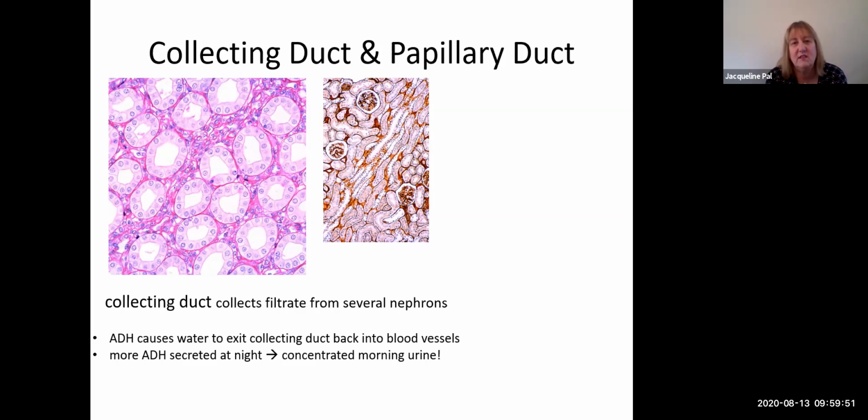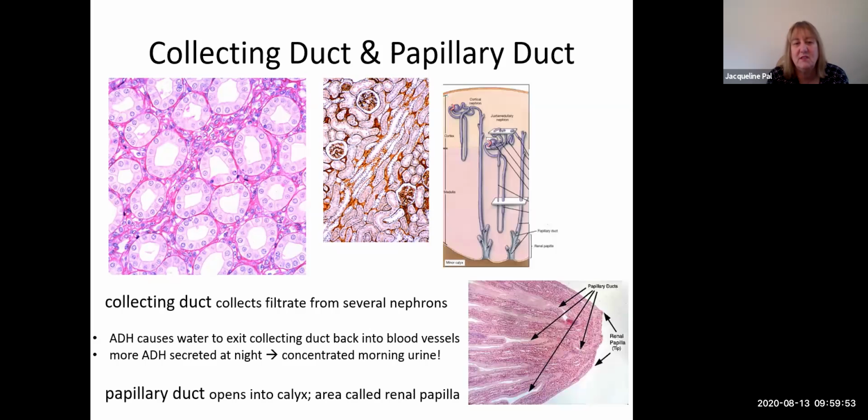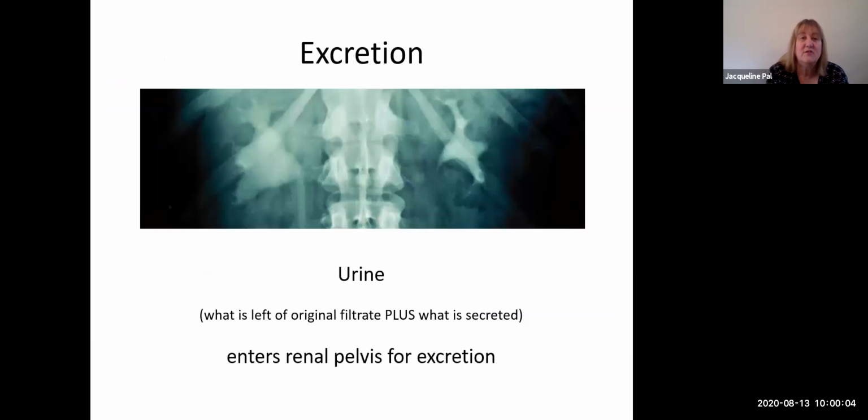All right, once we are done with the effects of antidiuretic hormone, then we're going to call it urine, and the urine continues into the papillary duct, which is in the renal papilla, which then opens into a minor calyx, which may or may not go into a major calyx before it goes into the renal pelvis. So we are ready to excrete urine.